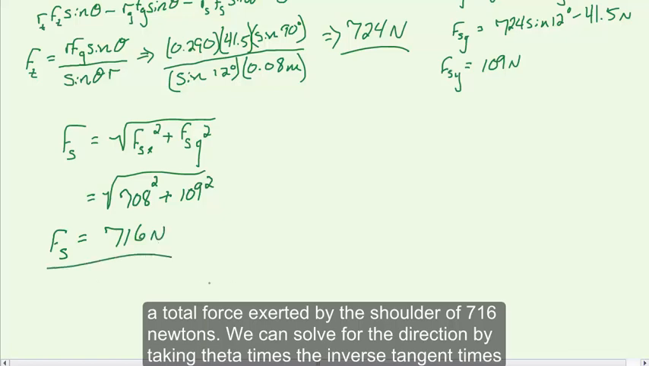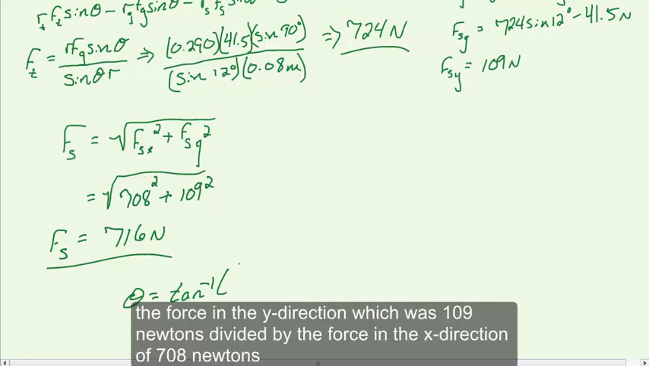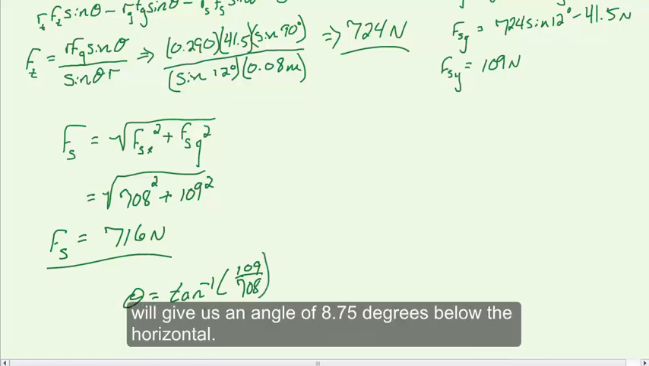We can solve for the direction by taking theta equals the inverse tangent of the force in the y direction, which was 109 newtons, divided by the force in the x direction of 708 newtons, which will give us an angle of 8.75 degrees below the horizontal.